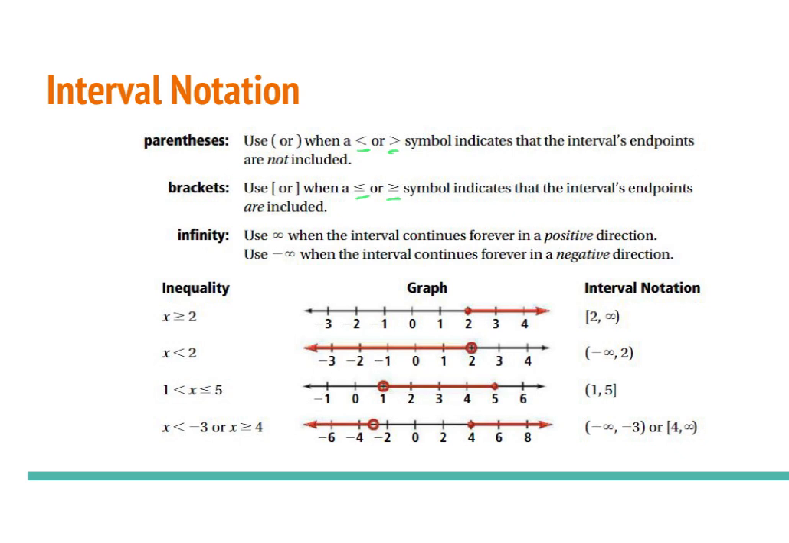Interval notation for x has to be between 1 and 5. So parentheses at 1, and at 5 it's a bracket because 5 can be included, okay? 5 is included in the interval notation. And then we've also got an or. So going from negative infinity all the way up to negative 3, not including negative 3, and then going from 4 to positive infinity.